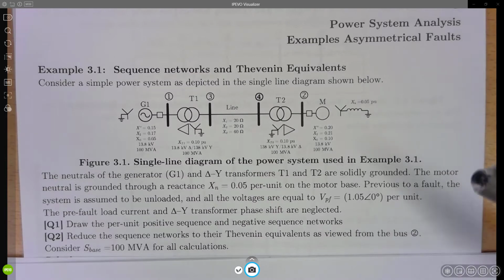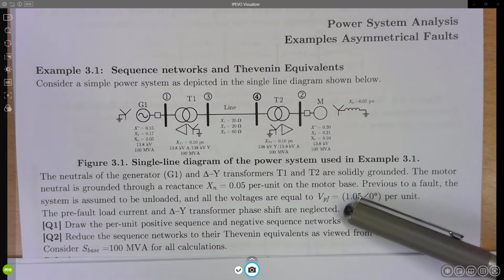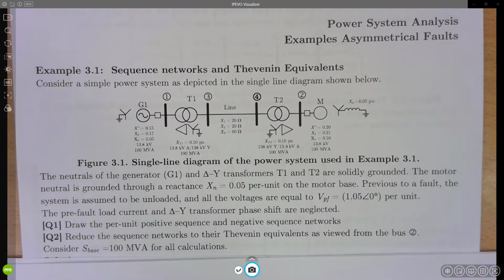Imagine that previous to any fault, the system is unloaded. There are no load currents, and as a consequence, we can assume that all the voltages are equal. In this case, we will assume they are equal to 1.0 per unit at angle 0 degrees. Again, we are neglecting all the pre-fault currents. The other thing I want you to keep in mind is that the delta-star transformer has a phase shift, and in this case we are neglecting that phase shift.